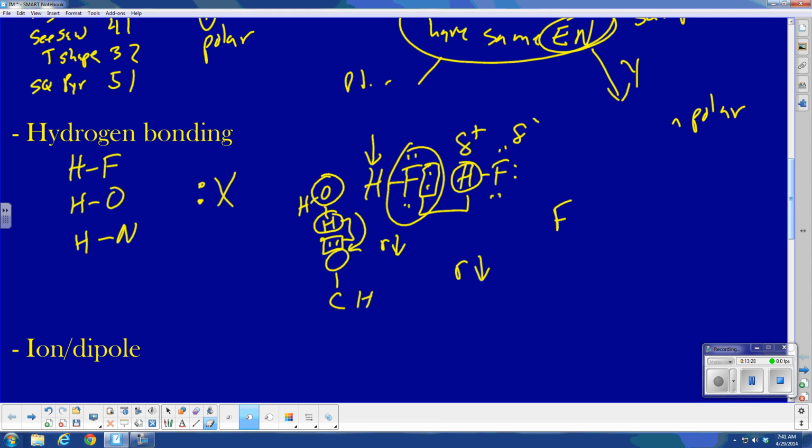And remember, force is equal to K Q1 Q2 over R squared. As that R gets very, very small, what happens with this force? It becomes very, very strong. Okay? Good. So that's hydrogen bonding.